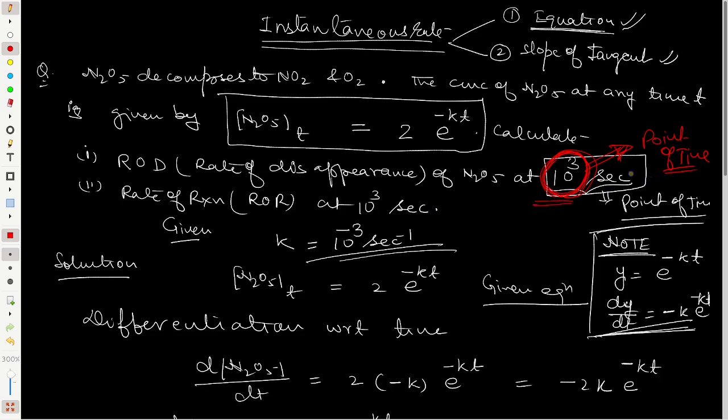That's why, because this is a point of time. So this is the question of the instantaneous rate. The second thing is a little about the differentiation.